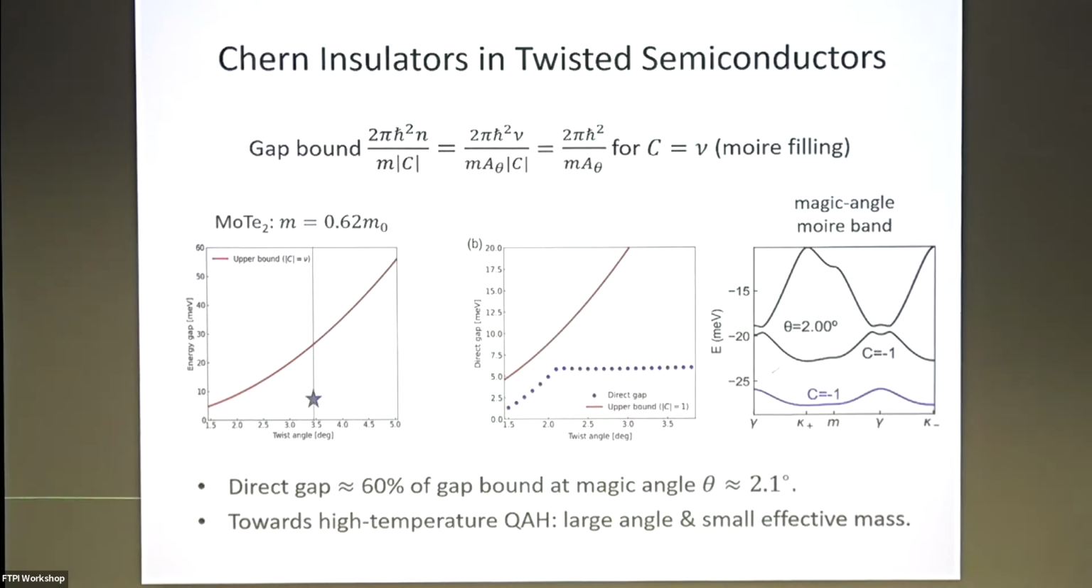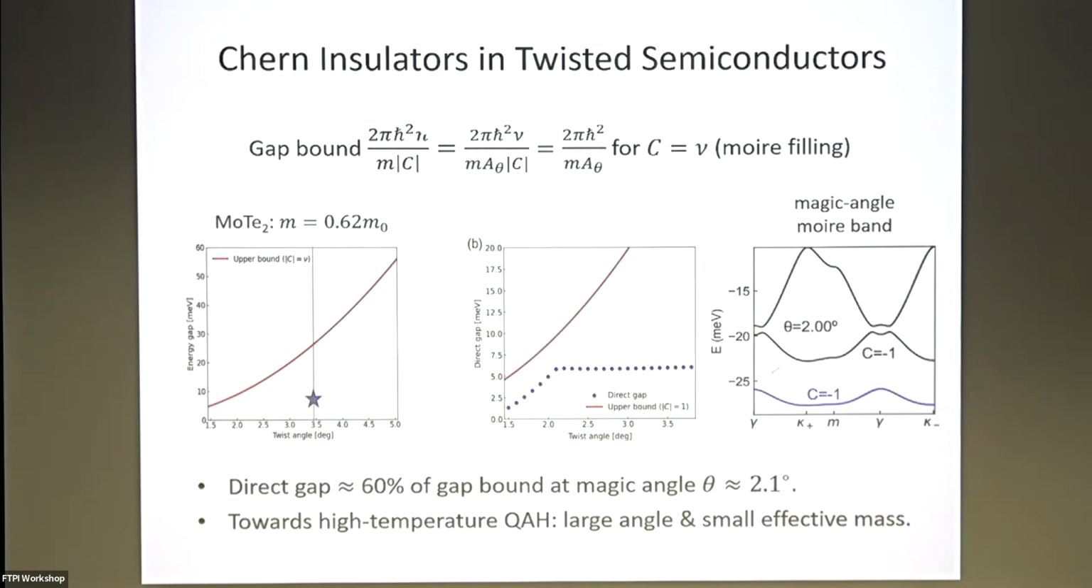Now let's apply this bound to twisted semiconductors. In the case of twisted bilayer MoTe2, zero field experiments have observed Chern insulators and fractional states. In this case, all we need to know is that MoTe2 is a semiconductor with an effective mass, which is 0.62 the free electron mass. Then this immediately gives us a bound, which is basically inversely proportional to the moire unit cell area, a function of theta.